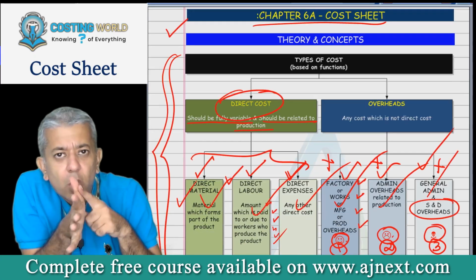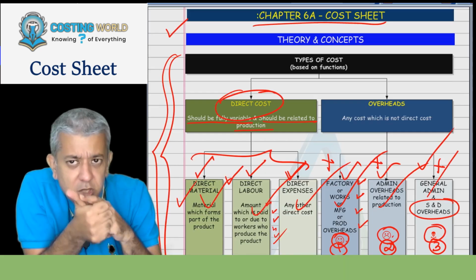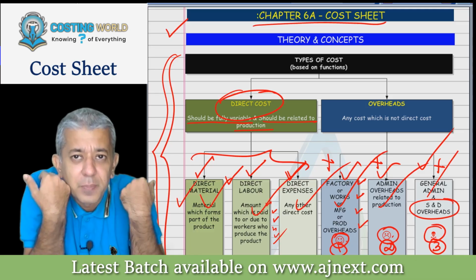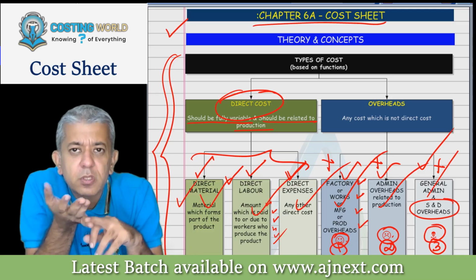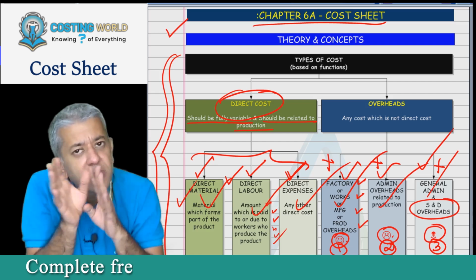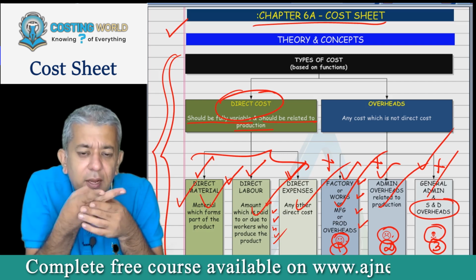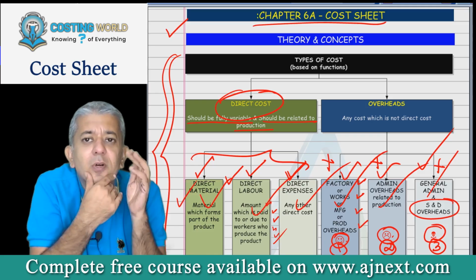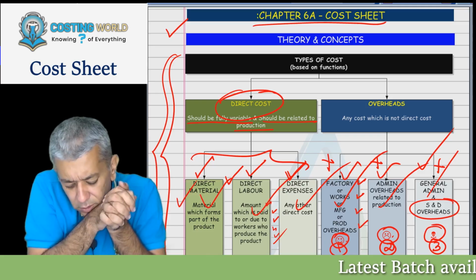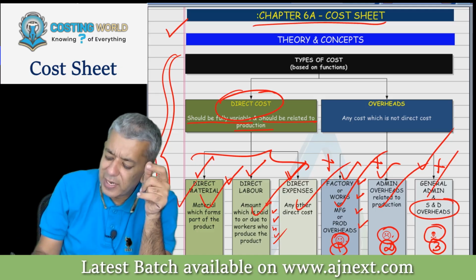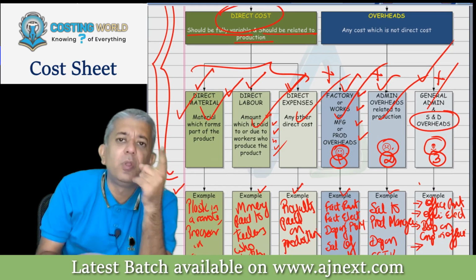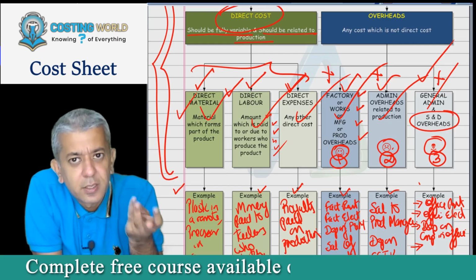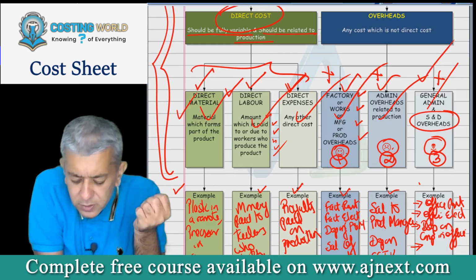First, costing's main purpose is cost control. I would like to find out the cost of my business which produces the goods. So the basic purpose is cost control. Second, costs are of two types, direct cost and indirect cost. Indirect costs are called overheads. Direct costs are those costs that satisfy two conditions. They should be fully variable. Second, they should be related to production. You have three bifurcations under that: direct material, direct labor, direct expenses.